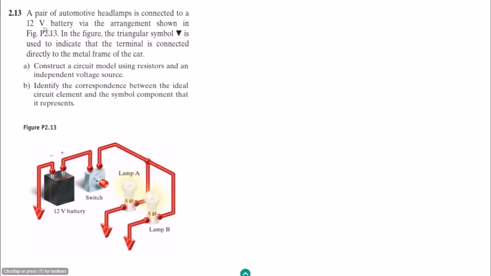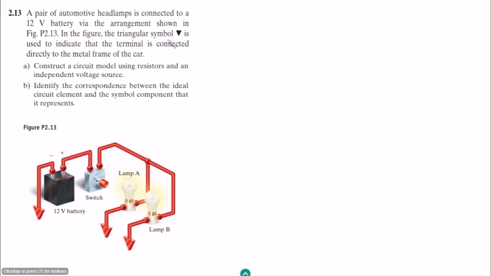Welcome back, guys. This is question 2.13, and the statement of this question is: a pair of automotive hand lamps is connected to a 12-volt battery via the arrangement shown in figure P 2.13. So this is the figure P 2.13, and here we can see this arrangement.